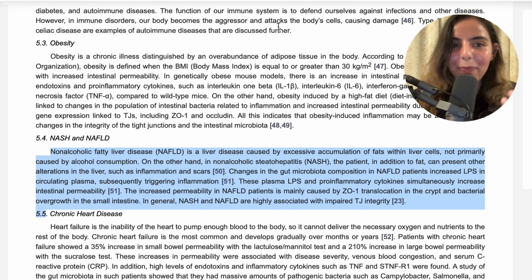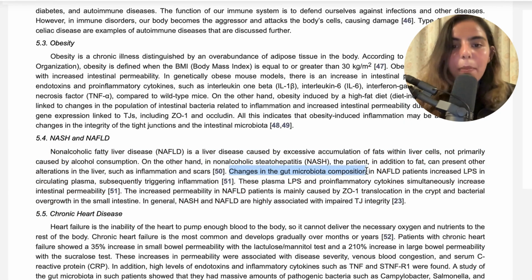Here's another beautiful study. Every woman who is struggling with digestive issues, any woman struggling with non-alcoholic fatty liver disease, we will also touch base with alcoholism and addiction in a bit. But if you're having NAFLD, if your liver cells are really loaded, not working well, the liver is congested, sluggish, which by the way is also going to affect your hormones, your estrogen, your progesterone. But guess what happens? The changes in gut microbiota composition in NAFLD patients increased LPS in circulating plasma, triggering inflammation.